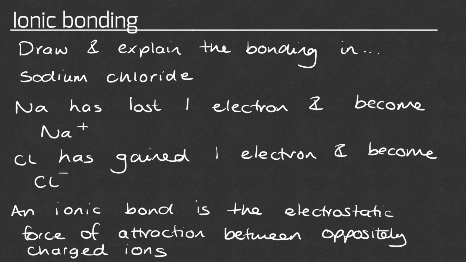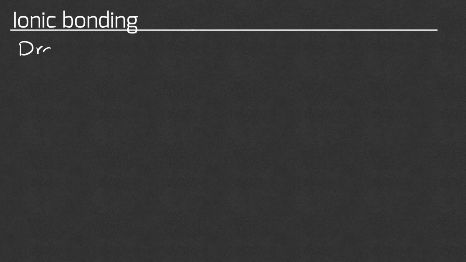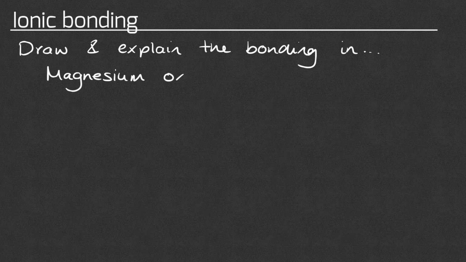An ionic bond is the electrostatic force of attraction between oppositely charged ions. It's always a good idea to add the definition of ionic bonding to the end of a question like this to make sure you get all of the marks available. For this question, we're going to draw and explain the bonding in magnesium chloride, following exactly the same steps we've just been through.